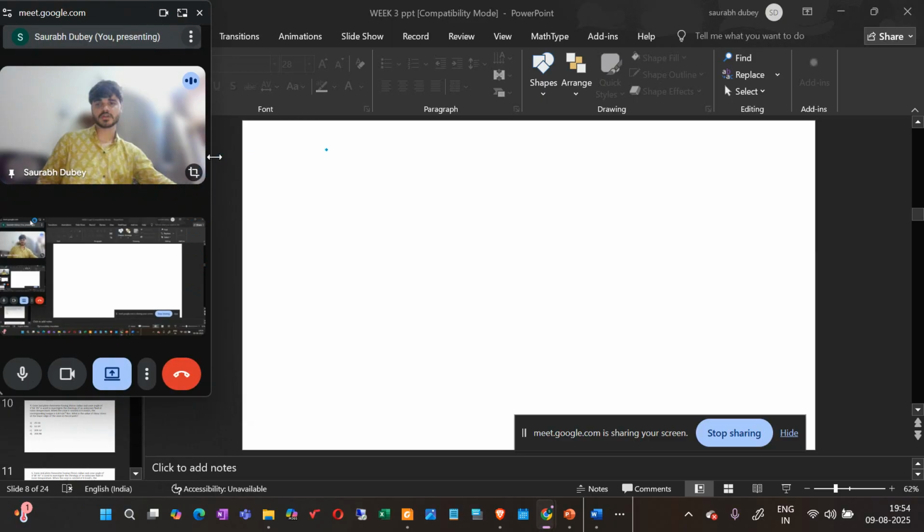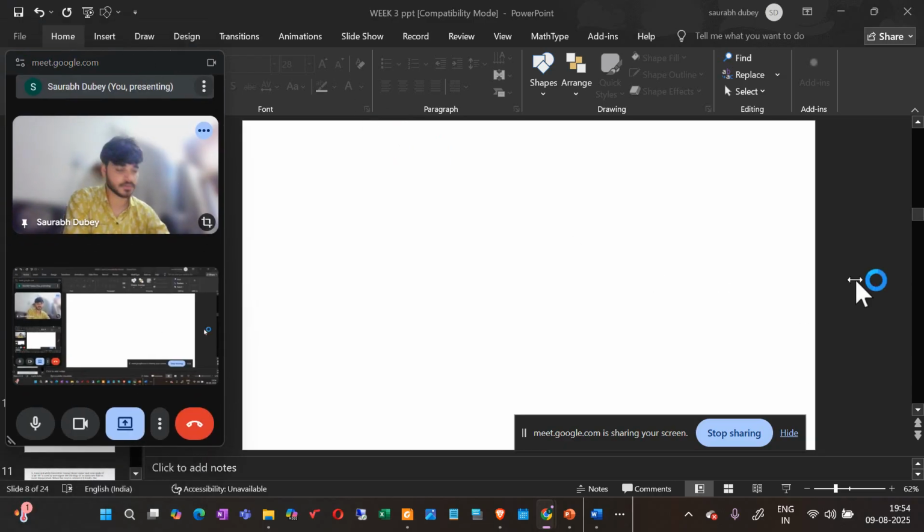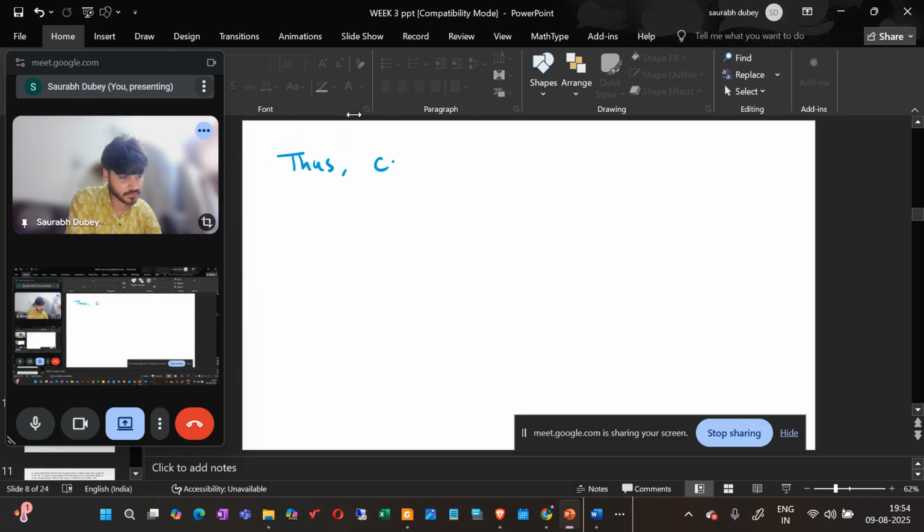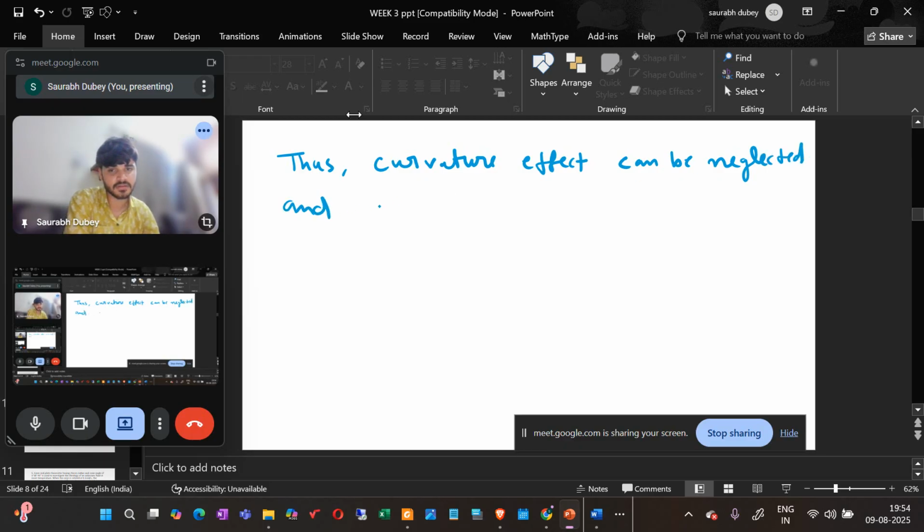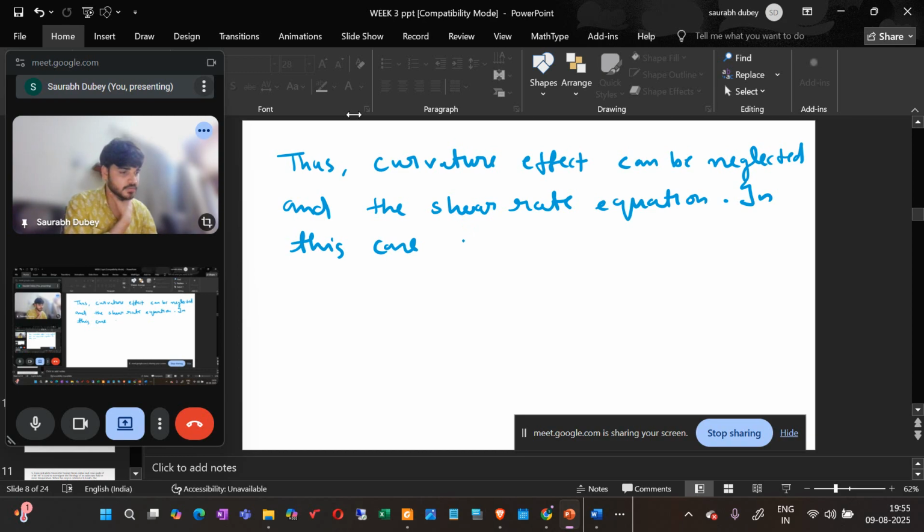So if you see this, the ratio, now based on that you came to know that the curvature effect can be neglected, and for the shear rate equation in this case, we will be considering gamma dot at Ri.